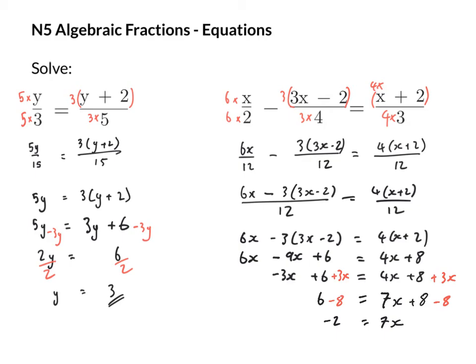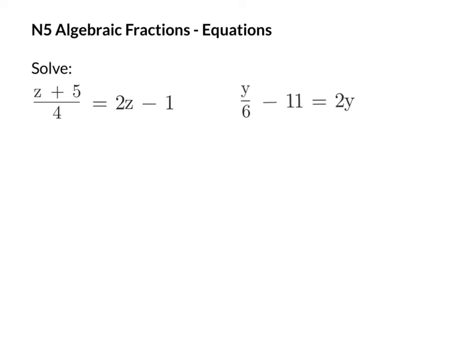equals 7x. I don't want 7x, I want a single x. So if I divide each side by 7, I'm going to have x equals negative 2 divided by 7. So remember, nothing to worry about having a fraction as an answer. Looking at how complicated the equation is, you sort of half expect to get a fairly messy answer there.